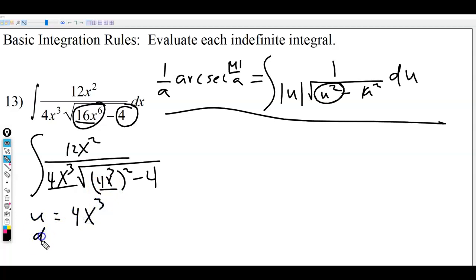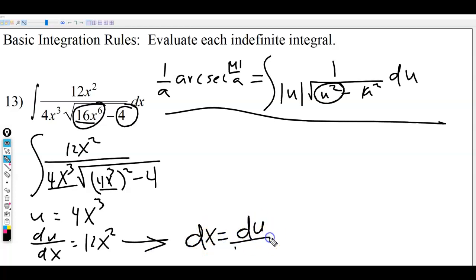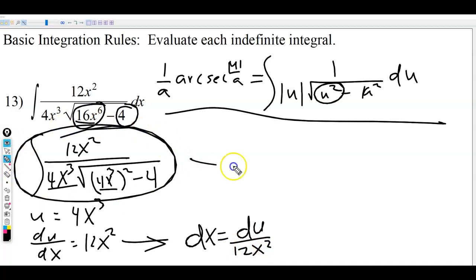Okay, so the derivative of that with respect to x is going to be 12x squared, which means that dx is going to be equal to du over 12x squared. So if I wanted to rewrite this integral now, here's how it would look.